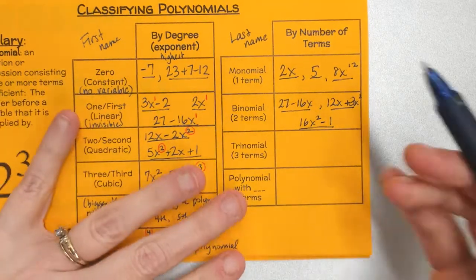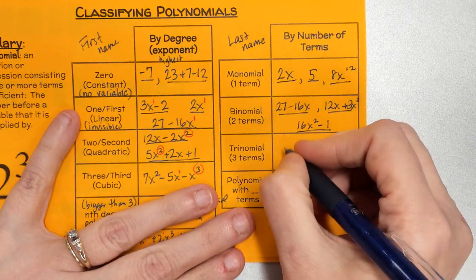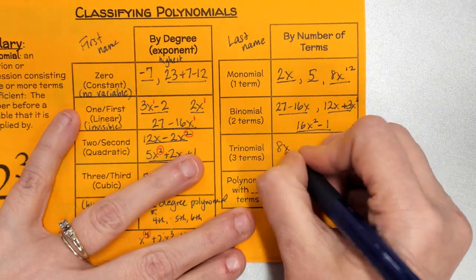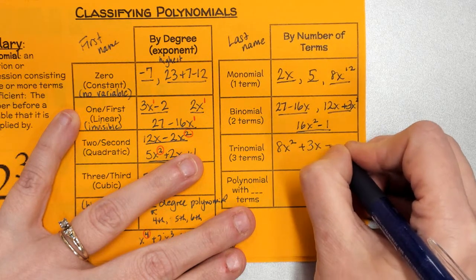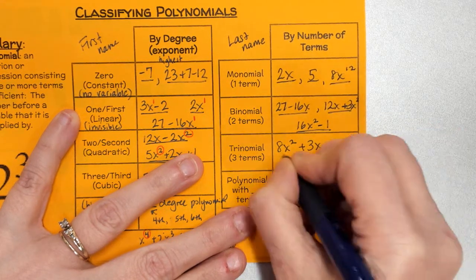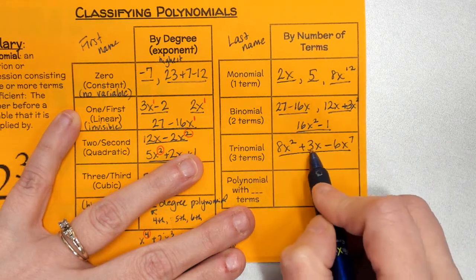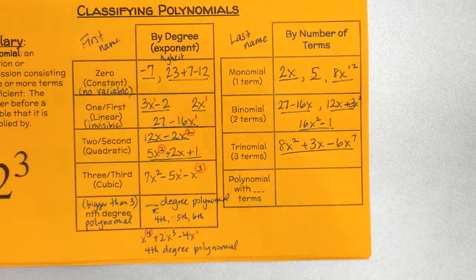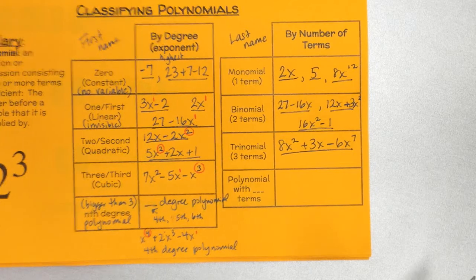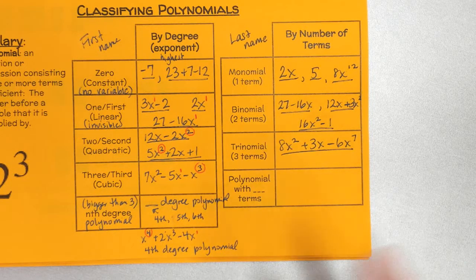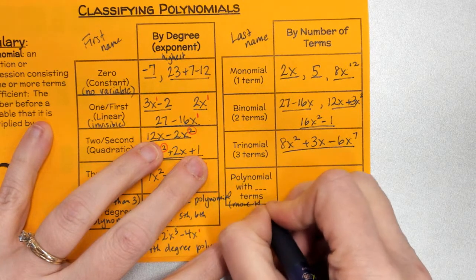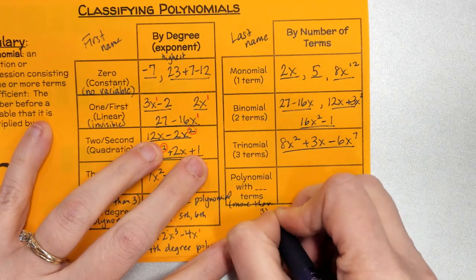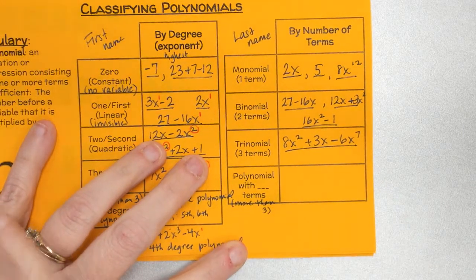The next one we're going to see is a trinomial. I know you're like, oh my God, we just keep going. This one is 8x squared plus 3x minus 6x to the 7th. It's got 1, 2, 3 terms. That makes it a trinomial. All right? And if we get any bigger than that, we have a polynomial with blank terms. So like if you have more than 3, we're going to have a polynomial with blank terms.